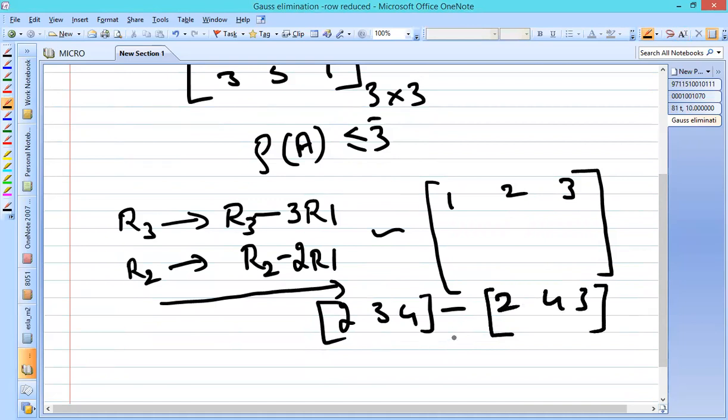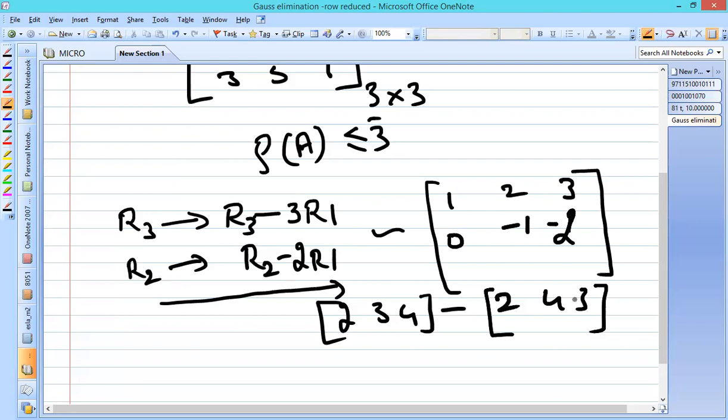If you subtract the corresponding elements, what do you get here? You'll be getting 0, minus 1, and minus 2.